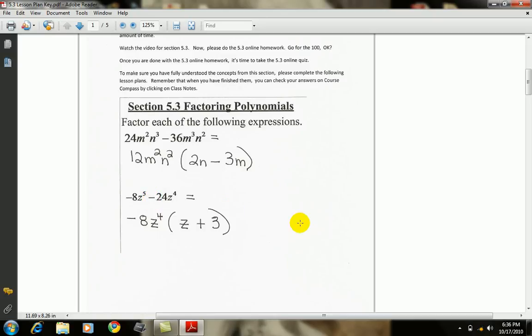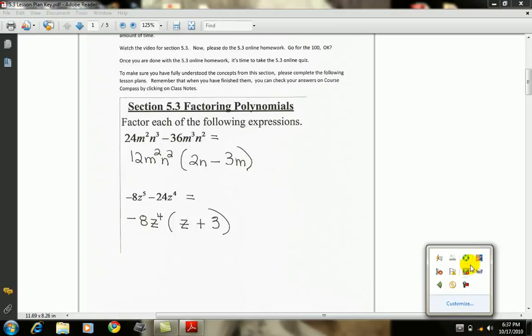Okay, so this is the first part of section 5.3, and what we're trying to get you doing again is we're trying to remind you how to factor. Always start factoring by pulling out the greatest common factor.